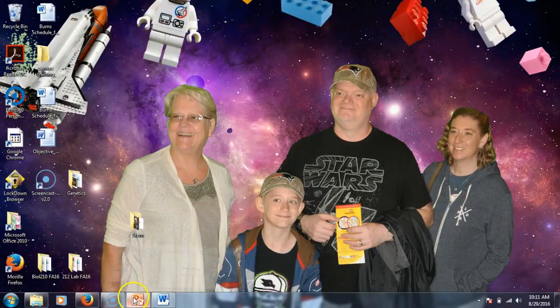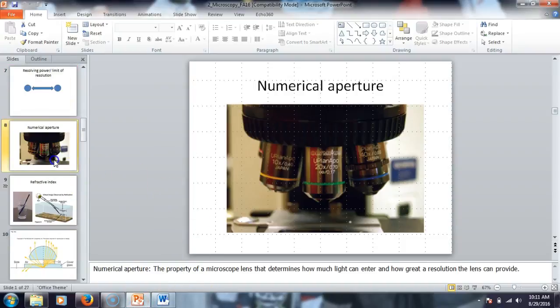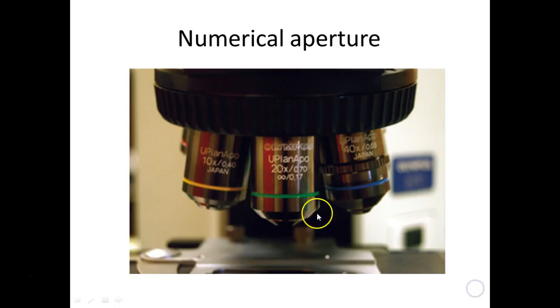Alright, so where we are at is still microscopy. We were talking about resolution and how numerical aperture comes into play with that. So that ability of the lens to focus the light into a nice, crisp, clear image. And so that is set for each lens. Its magnification is set by the X, right? So this magnifies 10X, and it has a 0.4 numerical aperture. And that could be used to calculate the resolution or the resolving power of that particular lens.